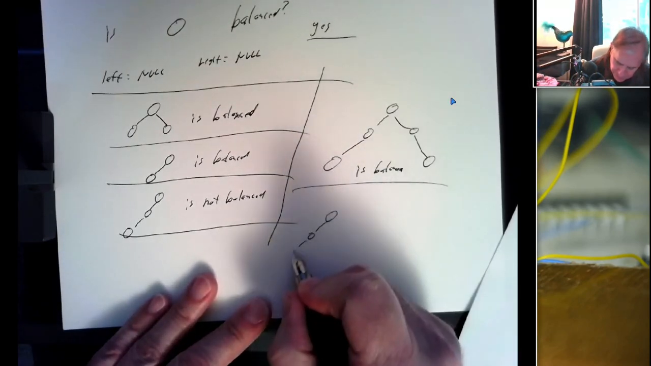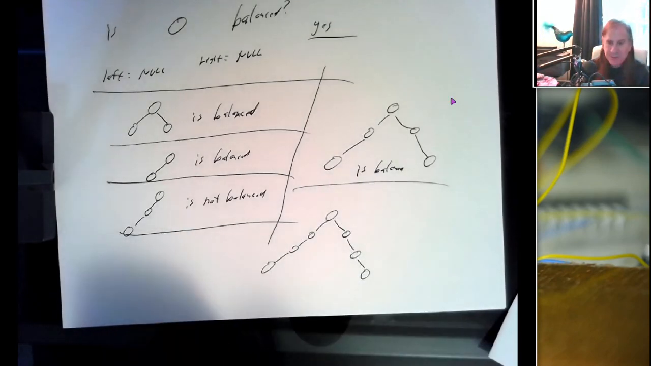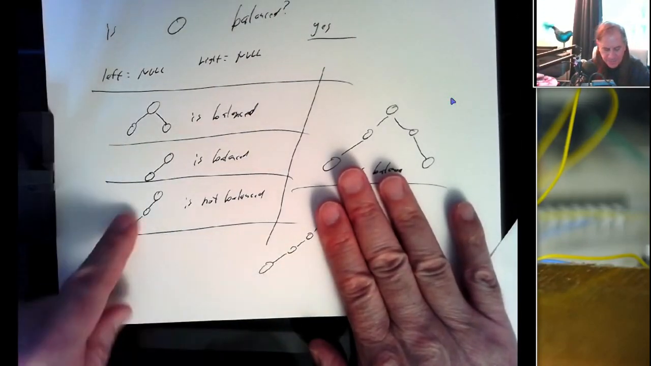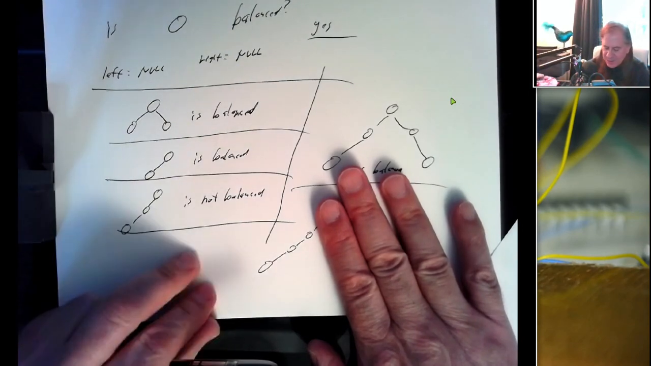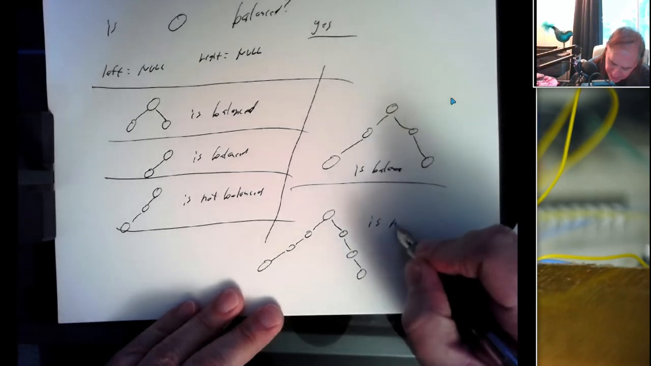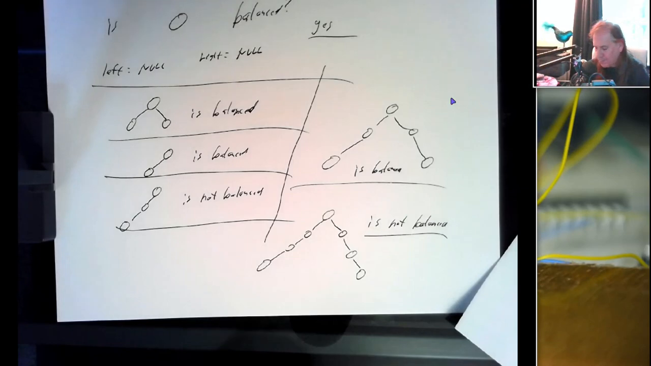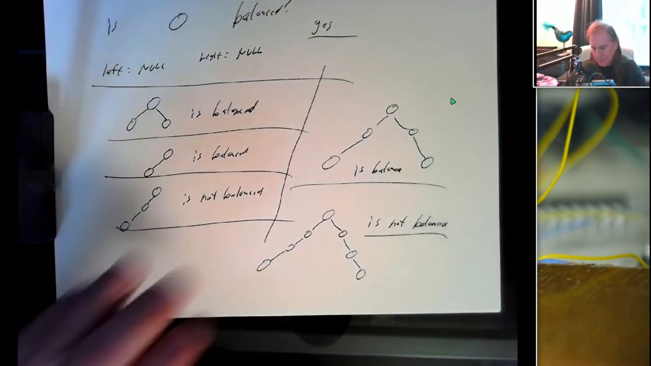But this is not going to be balanced. And we know it immediately because the first check is the left subtree balanced? Well, the left subtree is this thing, which is not balanced. Since the left subtree is unbalanced, the whole tree is unbalanced. So this is not balanced. All right. So we can use that definition to write a function to check balance.